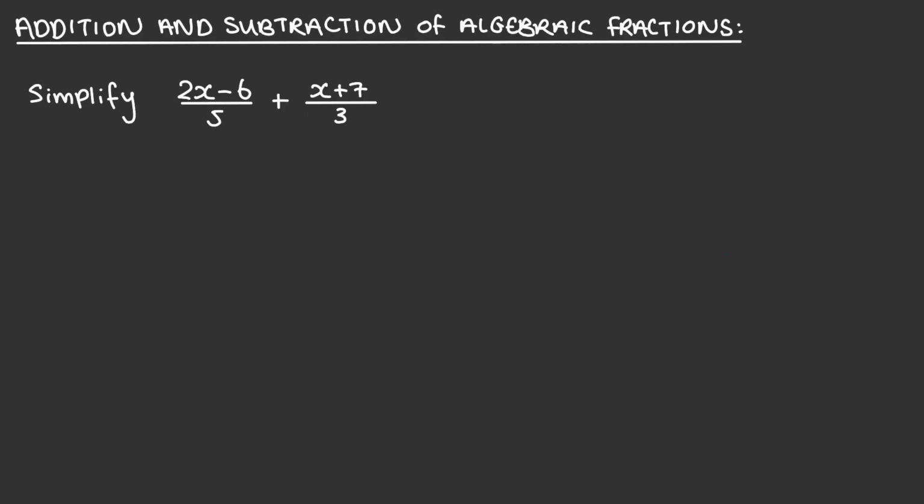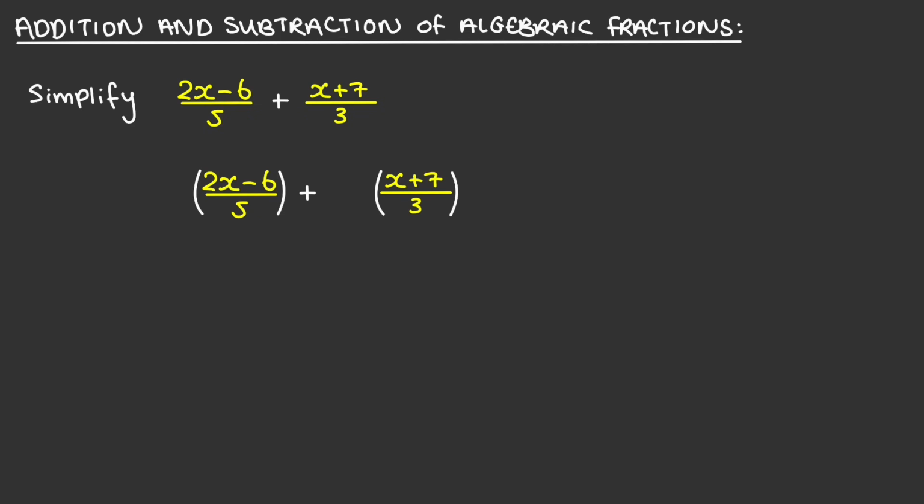If you remember back to my video on rational numbers, I explained that when adding or subtracting two fractions, they must share a common denominator. That is, a denominator which is common to both fractions. Taking a look at our example here, we are asked to simplify 2x minus 6 divided by 5 plus x plus 7 divided by 3.